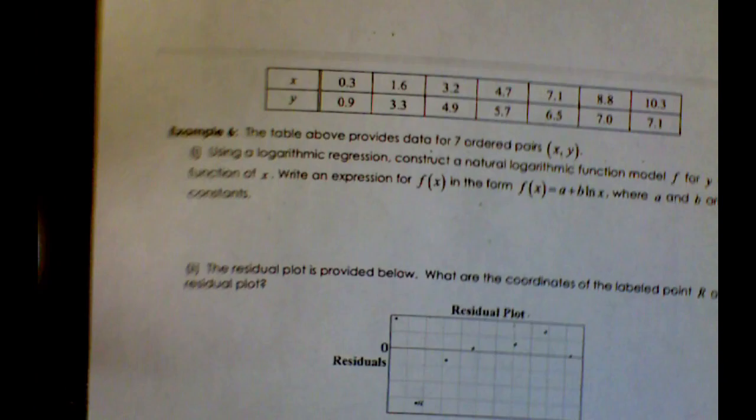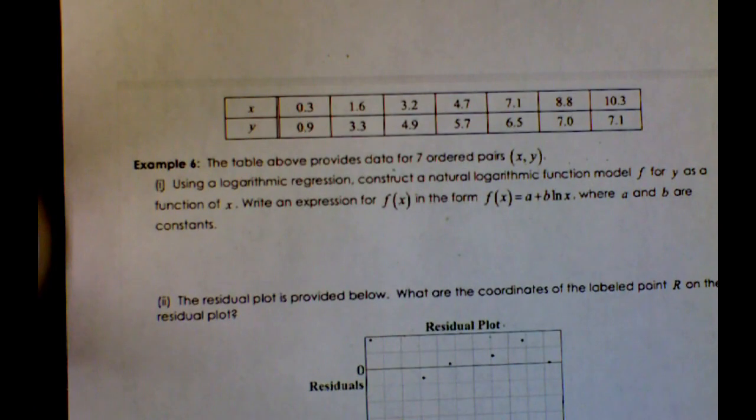And we've got one more problem. The table above has data for 7 ordered pairs. We're going to use a logarithmic regression to construct a natural logarithmic function model for f, as y as a function of x. We're going to write an expression for f of x in the form f of x equals a plus b ln of x, where a and b are constants.